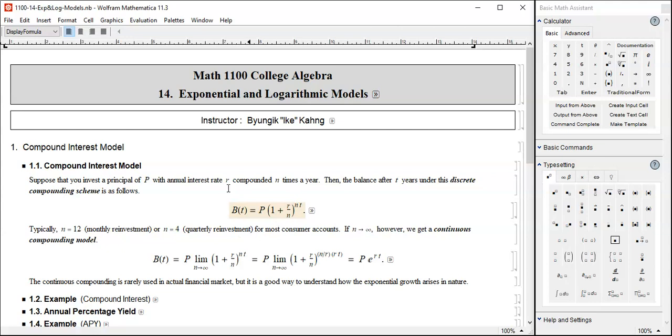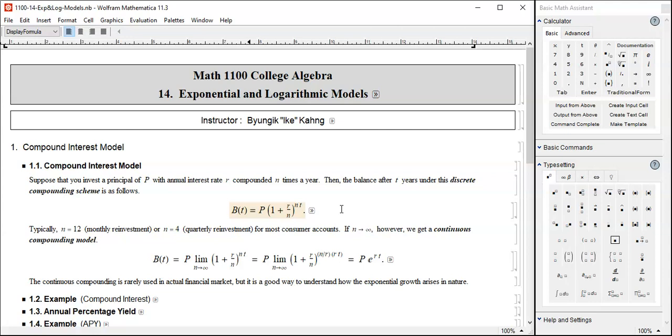Now, how in the world do we get this expression? That's something to discuss a bit later. Let's talk about how to use it first. Principal is P, the initial investment, and R is the annual interest rate. And the annual interest rate versus monthly interest rate.